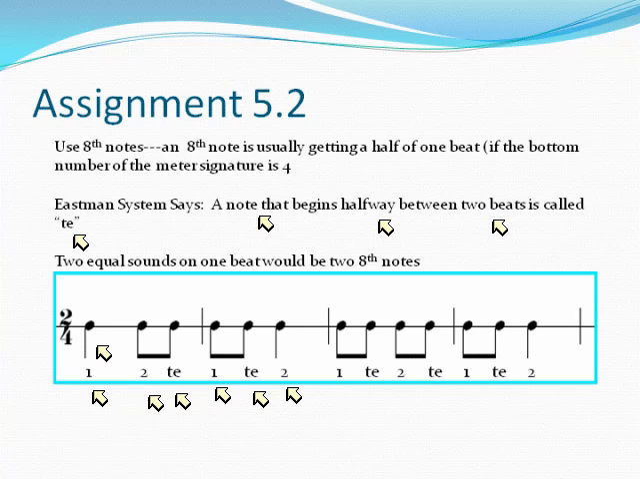Next measure. Eighth note begins on 1. There's the second eighth note halfway in between beat number 1 and 2, so we call it tay. Here's another eighth note that begins now on beat number 2. And here's the eighth note that's between that beat number 2 and the next beat number 1. We're calling it tay. So that measure is 1 tay, 2 tay.